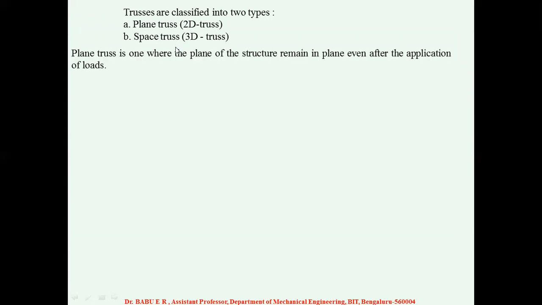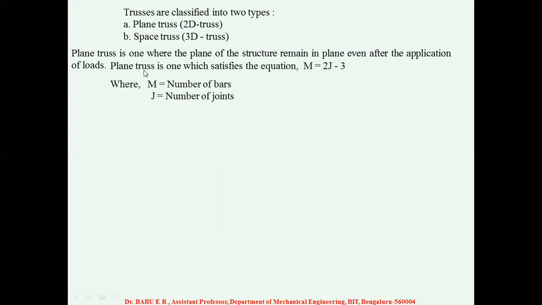What do you mean by plane truss? A plane truss is one where the plane of the structure remains in plane even after the application of loads. A plane truss has to satisfy the equation m = 2j - 3, where m is the number of bars and j is the number of joints.